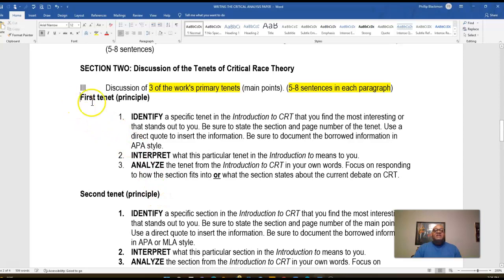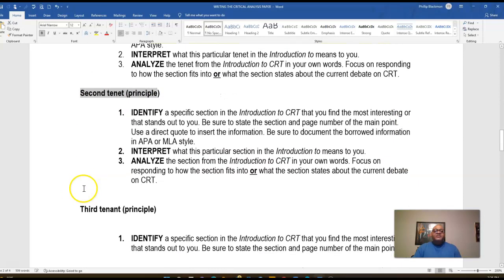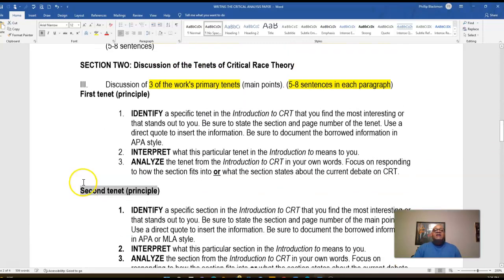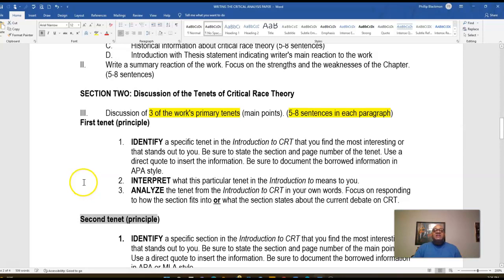Keep your section headings. Get rid of the A, get rid of the B, get rid of the C. Keep the subheadings and make them flush with the left margin. And repeat for each tenet. Give me a good discussion. Give me a very good discussion of your thoughts on critical race theory.